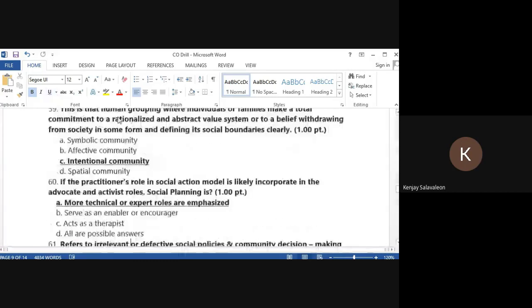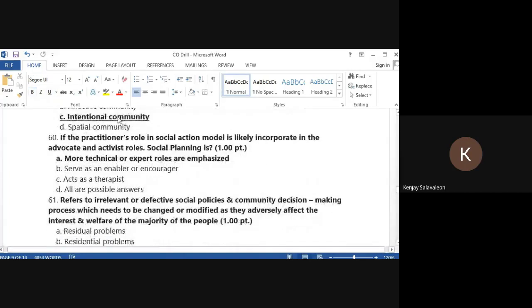Okay. 60. If the practitioner's role in social action model is likely incorporate in the advocate and activist roles, social planning is. Correct answer is more technical and expert roles are emphasized. Kasi multi-sectoral naman yung ginagamit, di ba? So pag multi-sectoral, it calls for technical knowledge and skills to craft the plan for the benefit of the total community.